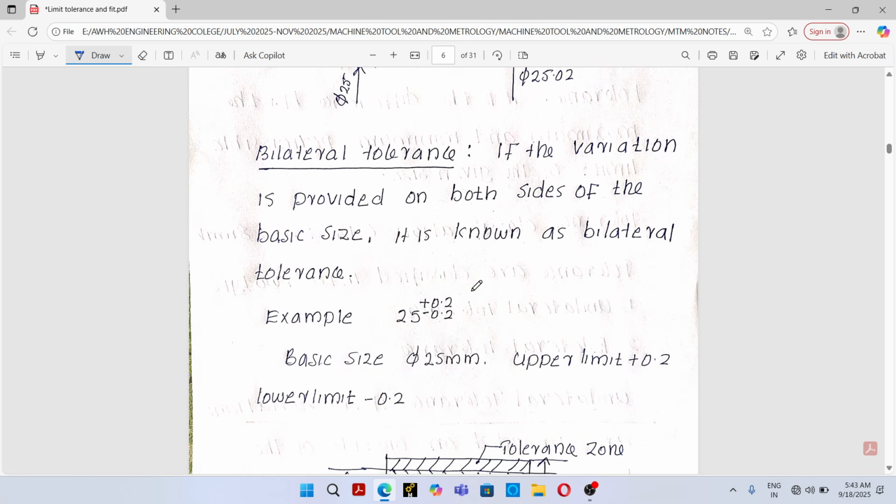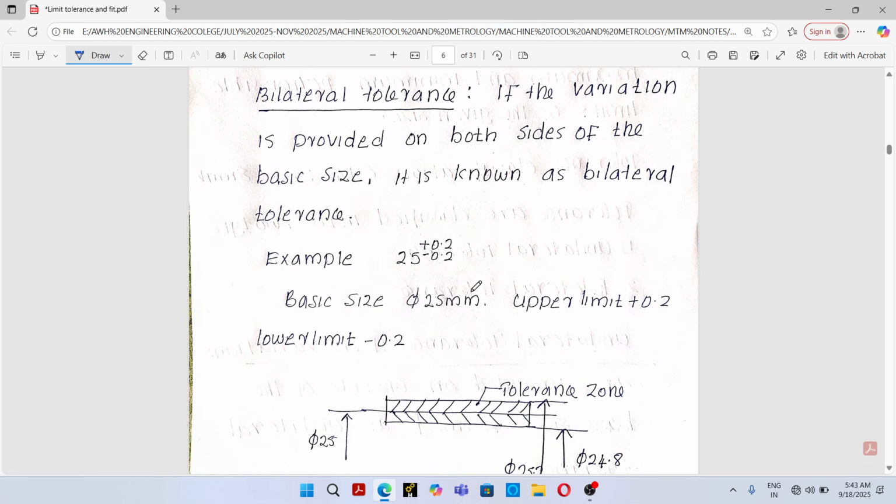Okay. And second one, bilateral tolerance. If the variations are provided on both sides of the basic size, it is known as bilateral tolerance.